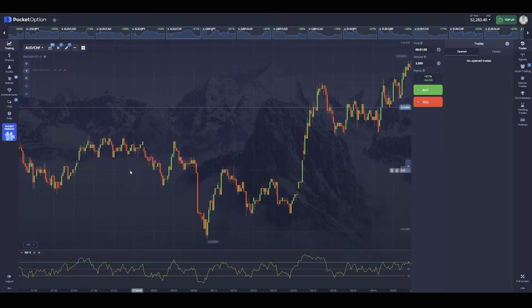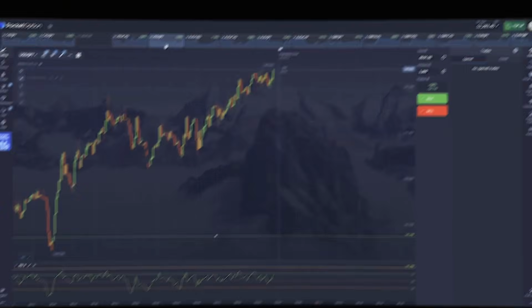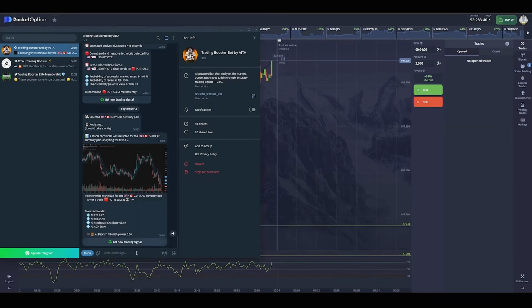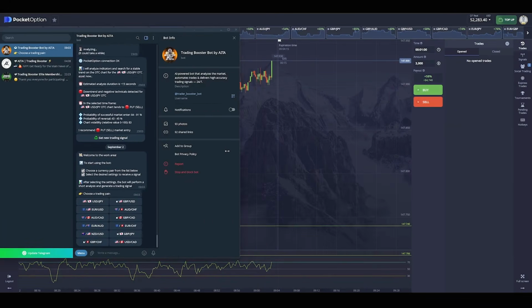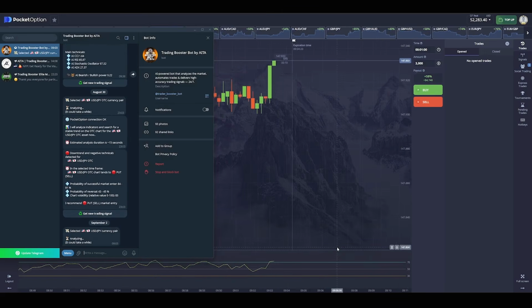We can even look for a good currency pair specifically for these settings and open a trade together with the bot. The US dollar and Japanese yen pair works for us. The payout here isn't very high, but overall, it's a good pair. So I choose the US dollar and Japanese yen, 1 minute per trade.